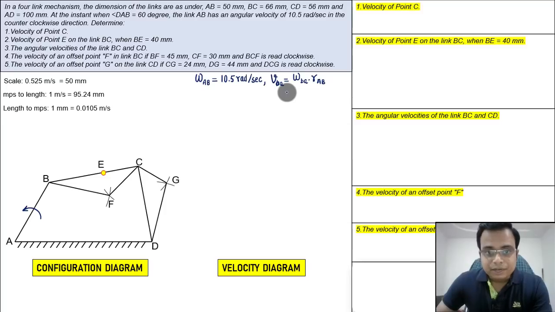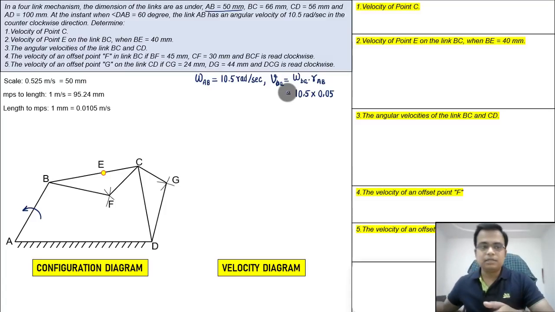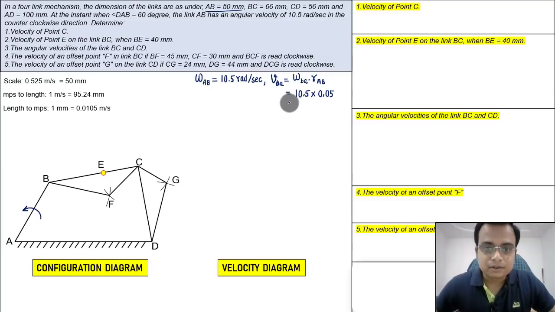This can be calculated very easily. We put the value 10.5 radians per second multiplied by this radius. The radius for AB is 50 millimeters. Convert this into meters: 50 by 1000, that means 0.05. The final value that you will get is 0.525 meters per second.